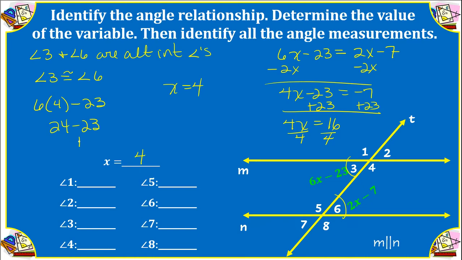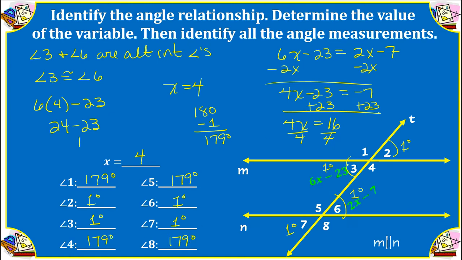So that was angle 3, so 1 degree. So 2 would also be 1 degree. And then 6 is 1, and so is 7. So 2, 3, 6, and 7. So then the other ones are supplementary to that. So we get 179. So again, you can never take a diagram and assume it's drawn to scale. This is definitely not. So we just go on the math, don't go on the picture.